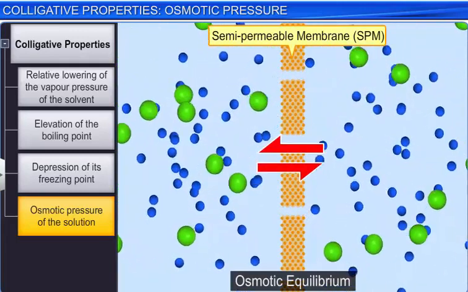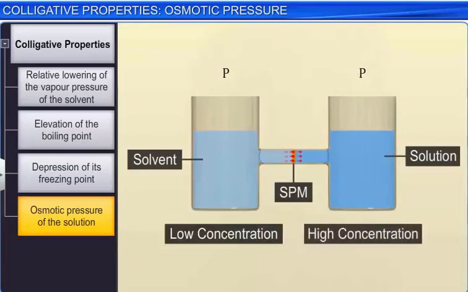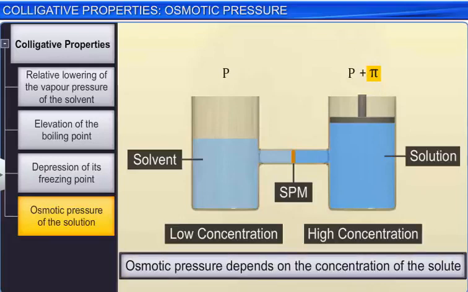The flow of solvent molecules from low concentration to high concentration can be stopped by applying some extra pressure on the high concentration side. The minimum pressure required to do so is known as the osmotic pressure of the solution. Thus, osmotic pressure π of a solution is defined as the excess pressure that must be applied to a solution to prevent osmosis from taking place. Osmotic pressure, like other colligative properties, does not depend on the identity of the solute, but on its concentration.